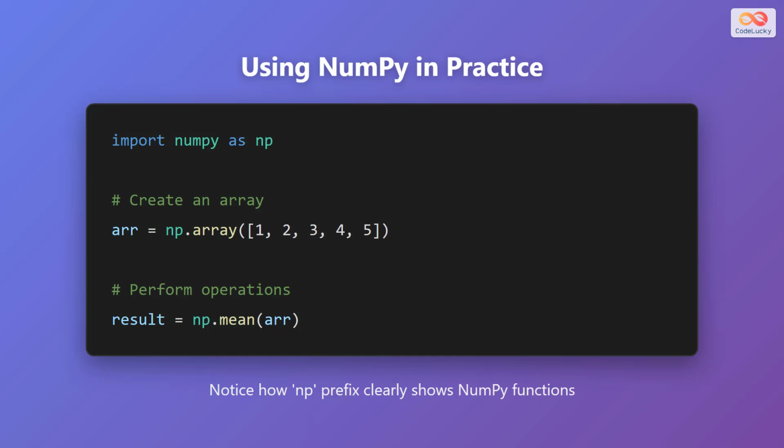Let's see how the np alias works in practice. After importing NumPy as np, you can create arrays and use NumPy functions with the np prefix. For example, to create an array, you write arr equals np.array, followed by a list of numbers in square brackets. To perform operations, you use np.mean to calculate the average, or np.sum to add up all values. Notice how the np prefix clearly shows that these are NumPy functions, making your code self-documenting and easy to understand. This clarity is especially valuable when working with multiple libraries in the same script.